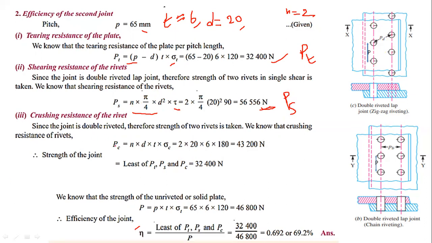And the third one is the crushing strength, Pc equal to n into D into T into sigma C. Here, D into T is the crushing area, n is the number of rows, and sigma C is the crushing stress. The value is 43,200, that is the crushing strength. So these are the three strengths for riveted joints: this one is the tearing strength, this one is the shearing strength, and this one is the crushing strength.